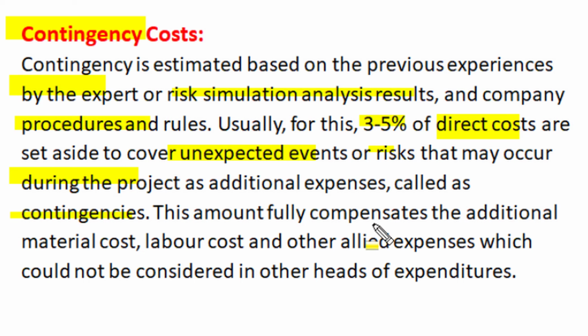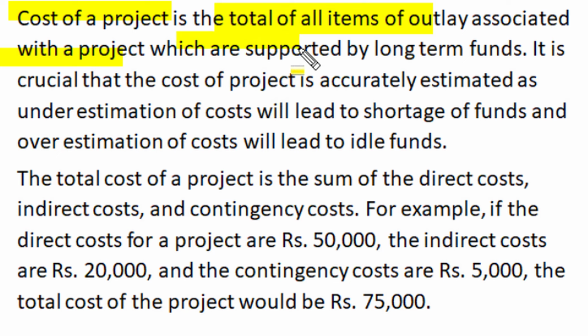So we can say the cost of a project is the total of all items of outlay associated with a project and which are supported by long-term funding by the company that is executing that project. It is very crucial that the cost of a project is accurately estimated, as underestimation of project cost will lead to a shortage of funds in project execution, and overestimation of project cost will lead to non-utilization of available funds, and this idling of funds also has an adverse impact on the profitability of the organization.